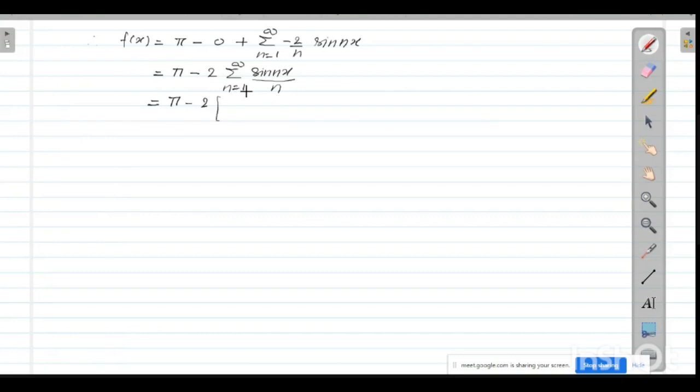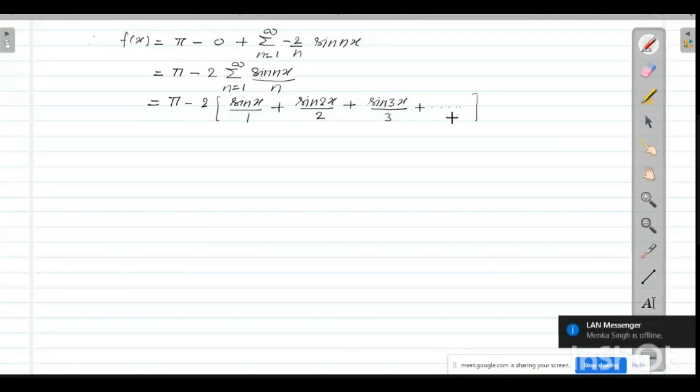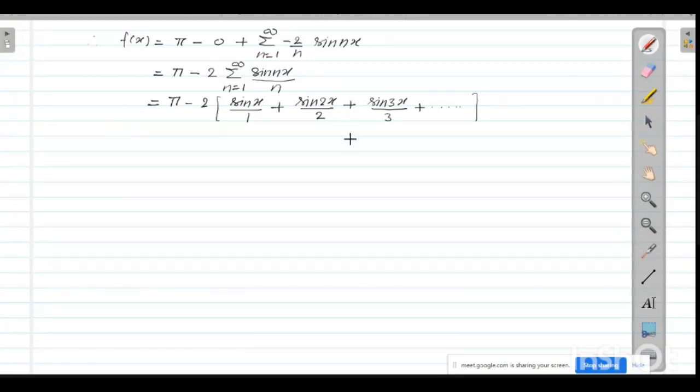Or you can run this series: pi minus 2 times, for n equal to 1, you will get sin x by 1, and plus n equal to 2, you will get sin 2x by 2, and for n equal to 3, you will get sin 3x by 3, and so on. Why so on? Because this is infinity, so the sum runs up to infinitely many terms. So you can say this is the required Fourier expression or Fourier series of the given function.